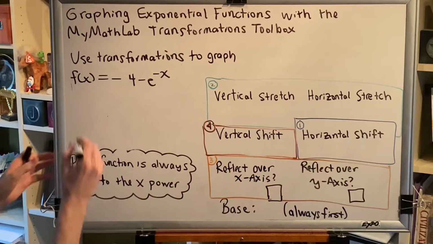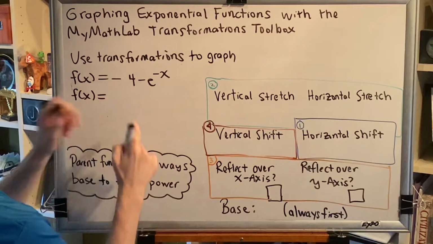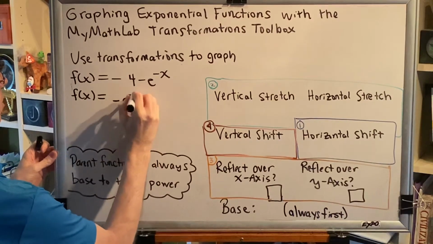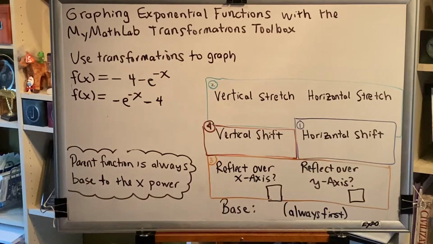Okay, the first thing I'm going to recommend that you do when solving a problem like this is to rearrange the terms. Both terms are negative, so when you change the order of the terms, you simply keep the negative with each term. So we can rewrite this as -e to the negative x power subtract 4.